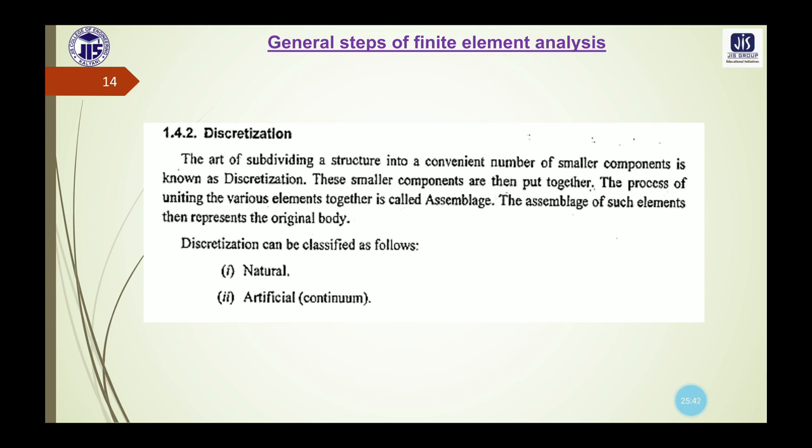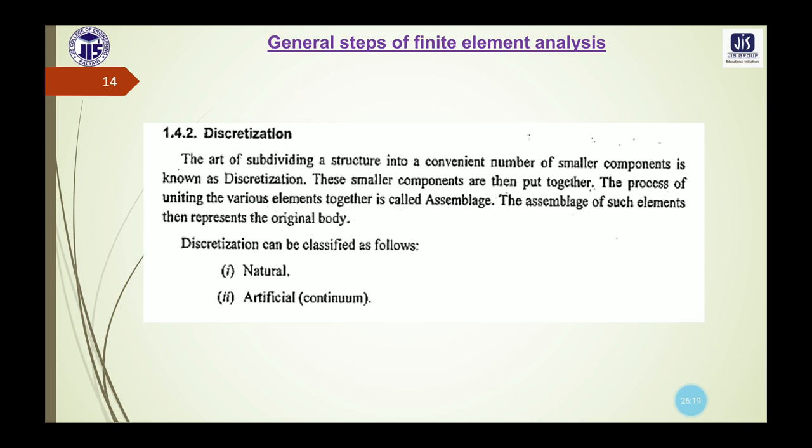Now this discretization that we have discussed earlier, there we have seen four different types of elements. The concept of discretization is known to us, that is the art of subdividing a structure into a convenient number of smaller components or smaller elements. It is known as discretization. After that, these smaller components are put together, and the process of uniting the various elements together is known as assemblage. This assemblage of such elements then represents the original body.